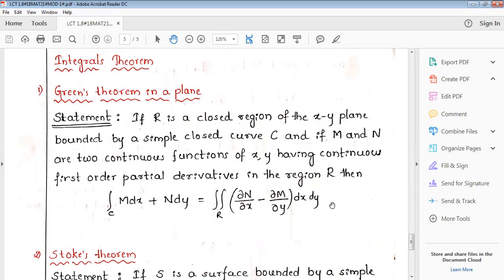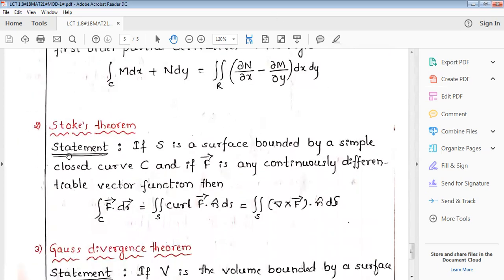So what does it mean? According to Green's theorem in a plane, if R is a closed region of the xy plane, then it is bounded by some closed curve C. If M and N are two continuous functions of x and y with first order partial derivatives in the region R, then the integral over C of M dx plus N dy is always equal to the double integral over region R of the difference of partial derivatives, ∂N/∂x minus ∂M/∂y, dx dy. This is Green's theorem.